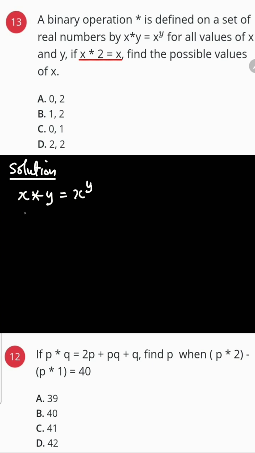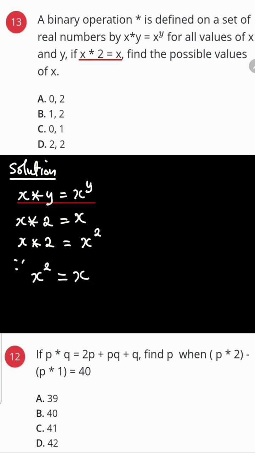So all we need to do is say x asterisk 2 must be equal to x, and we are going to use this as our definition. So y will now be replaced with 2. Remember I told you that it is by position. So you are going to have x asterisk 2 equal to x raised to power 2. It's as simple as that. Now we are saying that x squared must be equal to x.